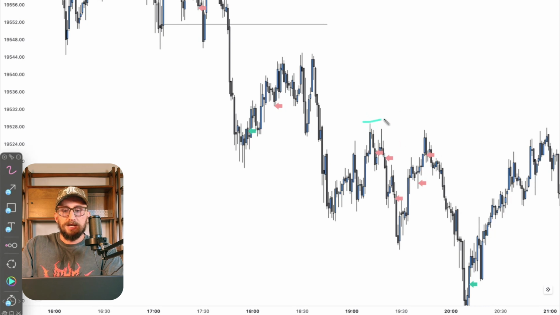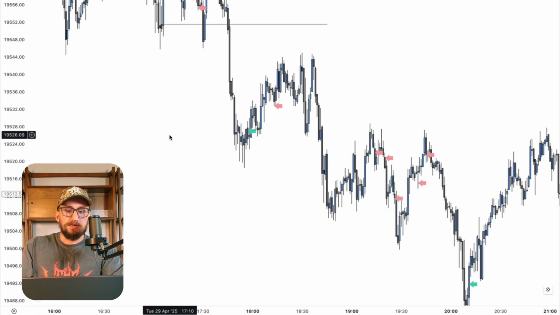It does it again. I don't get swept out or anything. Add to it again. Cool. And then right here was the continuation entry. You can add on these, right? But they might pull back on you. That's why it's really important to not add the bulk of your position when you're very extended into the move.